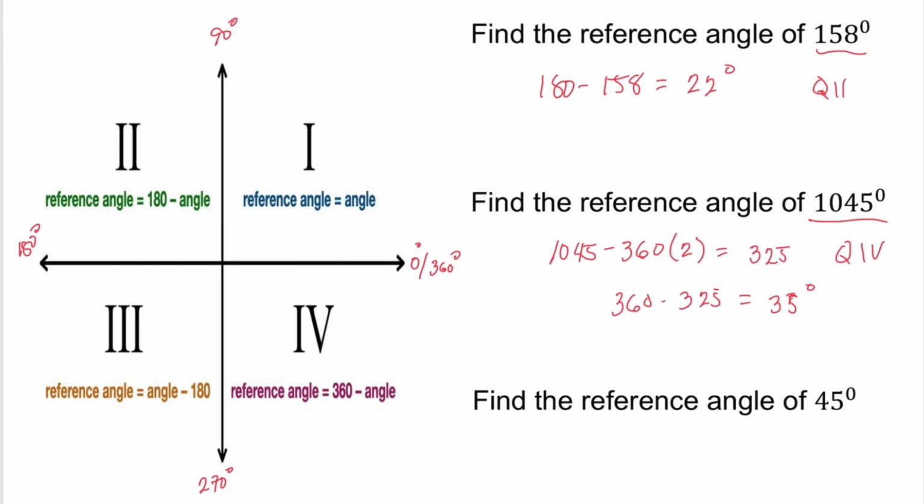And the last, we have find the reference angle of 45. So, ang 45 natin ay kabilang sa quadrant 1. So, this is quadrant 1. So, therefore, ang reference angle niya is, sabi sa quadrant 1, reference angle is equal to the angle. So, therefore, 45 yung magiging sagot din dito.